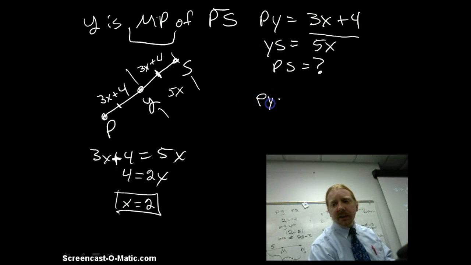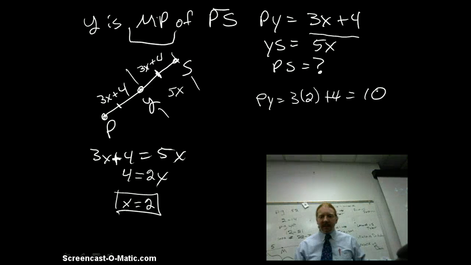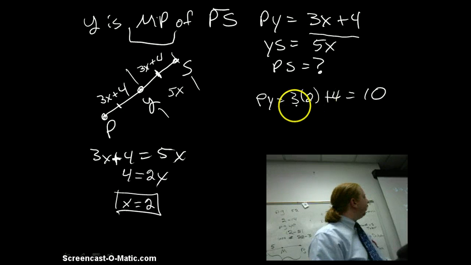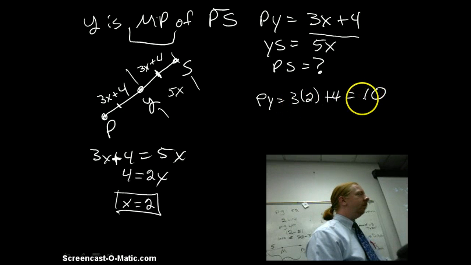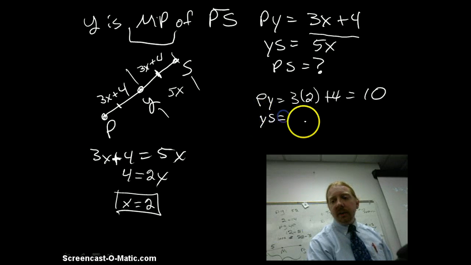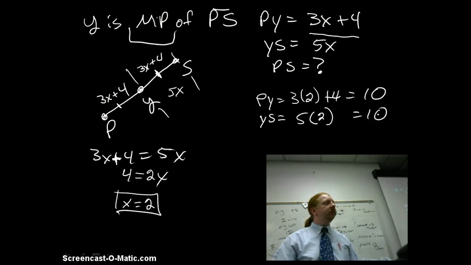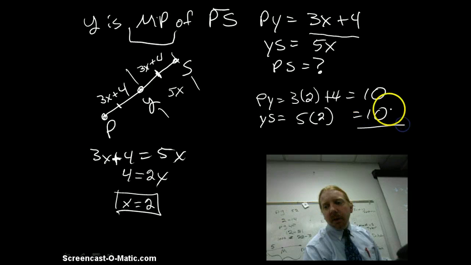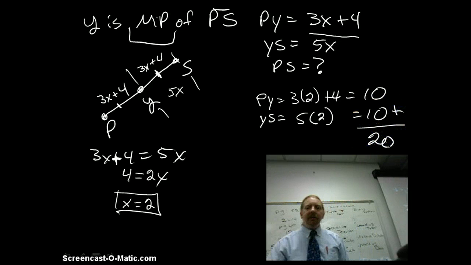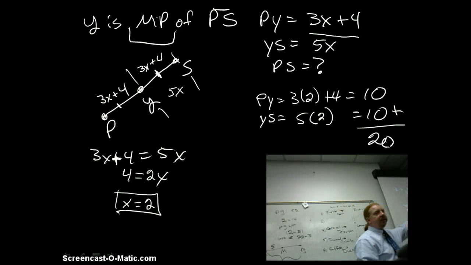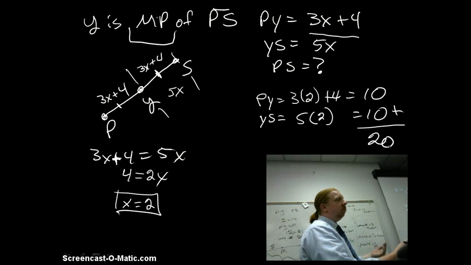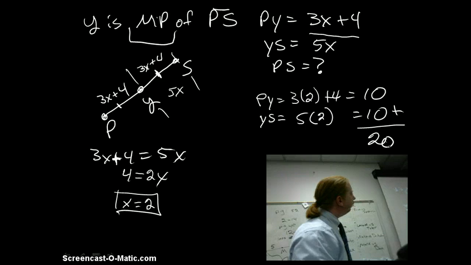Okay, so PY is 3 times 2 plus 4, which is 10. Is that how long PS is? How'd I get to 10? 3 times 2 is 6, plus 4 is 10. To the other one? Okay, YS is 5 times 2, which is 10. So how long is PS? 20. Now, you don't actually have to do them both. You could just say PY is 10, and that's half the whole thing, right? So how long is the whole thing? 20. Double that. So you can use that as another strategy to get through it.